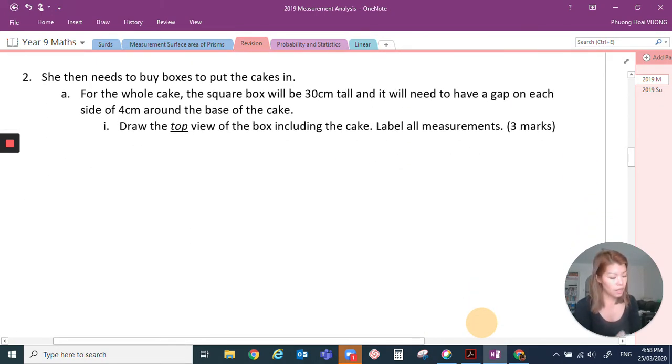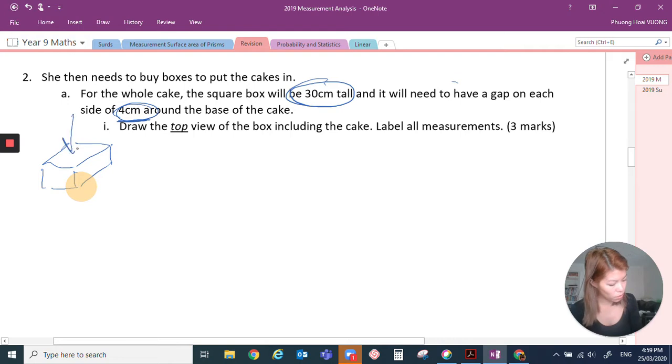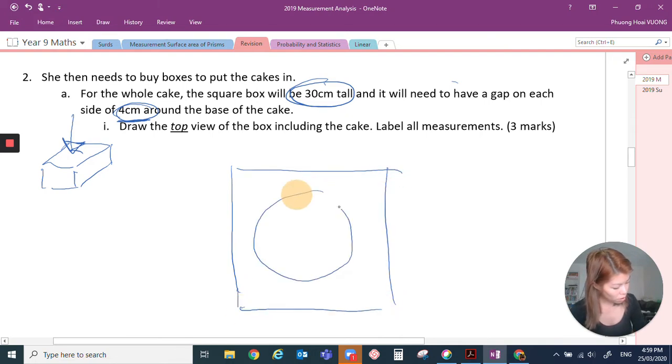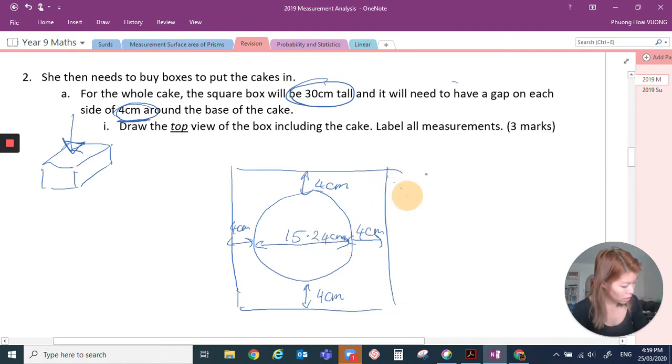She then needs to buy boxes to put the cakes in, and they are 30 centimeters tall and need to have a gap on each side of 4 centimeters. So just having a look at all the values they've given us. Now we don't want to draw the box sideways like this. We want to draw it from looking down. So from top down, we have a square and a circle inside, where each side has a gap of 4 centimeters. And then we also know previously from our story that the diameter is 15.24 centimeters. The height of 30 centimeters is not part of this diagram. So the diagram should look like that.